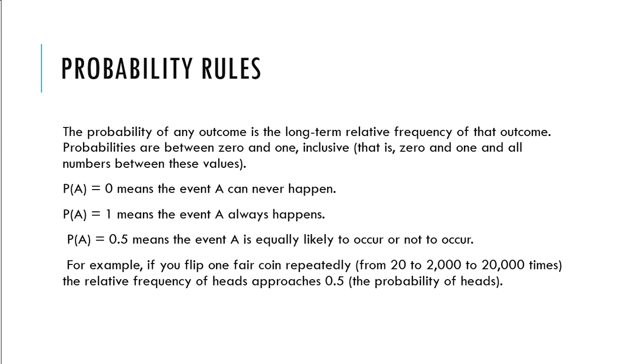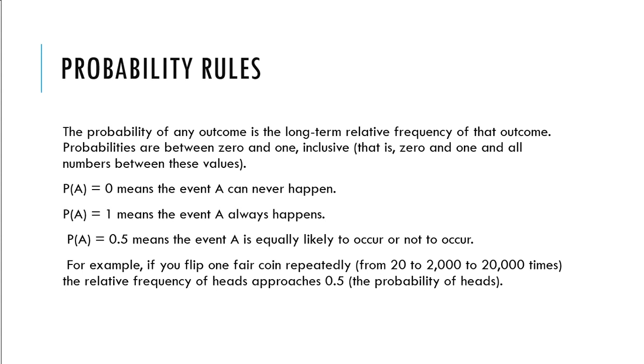The probability of any outcome is a long-term relative frequency of that outcome. Probabilities are between 0 and 1. So that means 0 and 1 and all the numbers between those values. You cannot have a negative probability. There's not a negative 0.10% chance it's going to rain. So the probability of an event equaling 0 means that the event A can never happen. The probability of event A equaling 1 means it's going to happen and it always happens. So the probability of event A equals 0.5 means it could occur or it might not occur.